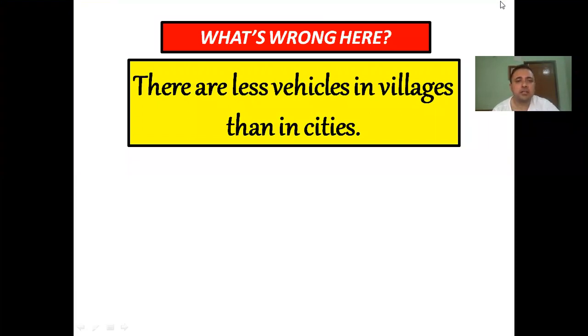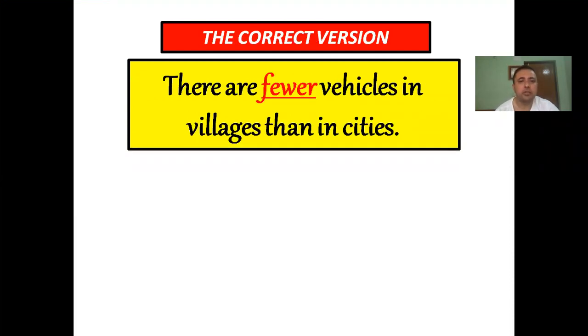So this is the sentence that I wanted you to take first of all and find a mistake with. Could you find anything? Let me tell you. There should be fewer instead of less. There are fewer vehicles in villages than in cities. Why? Because vehicles are countable, and we use fewer with countable nouns and less with uncountable nouns when we are making comparisons. So when do we use less?